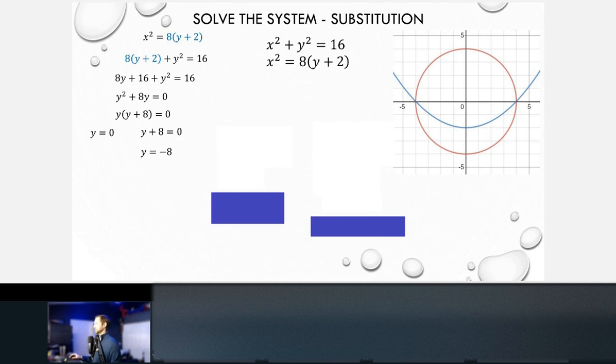I know. Sometimes the easiest solution is the most simple one. Yeah, so we got -8.